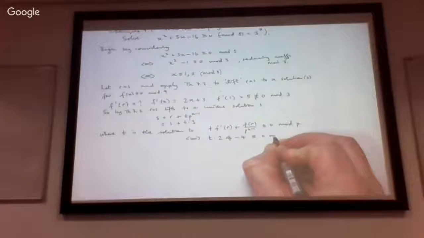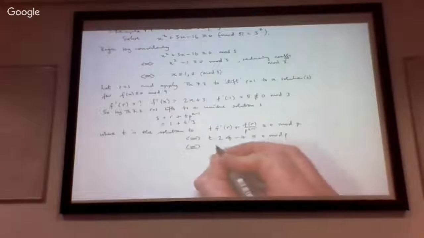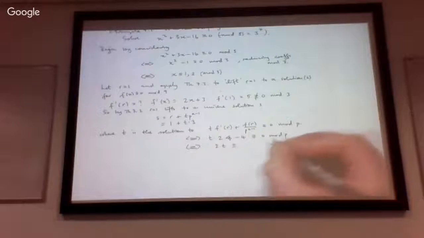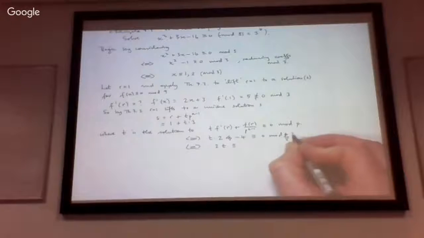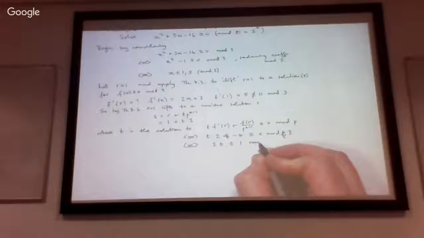This is congruent to 0 mod p. Well, that's the same as saying that 2t is congruent to plus 4. Oh, so the p is 3. Plus 4, but 4 is 1 mod 3.